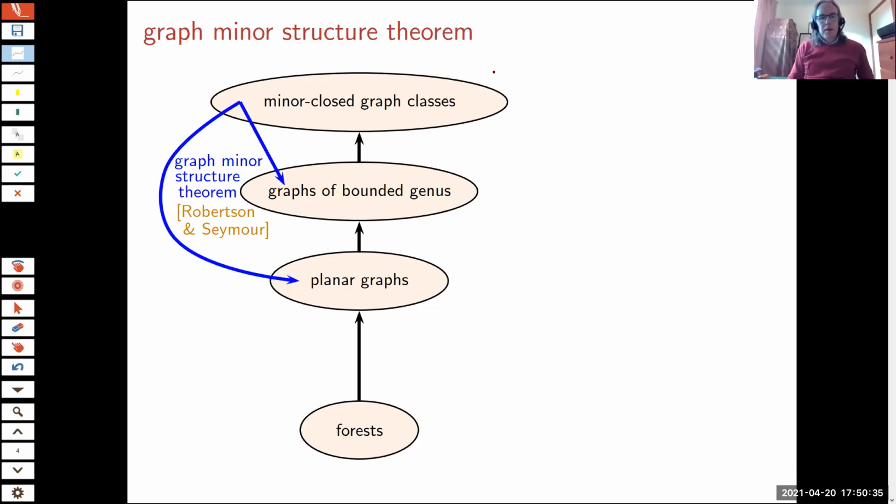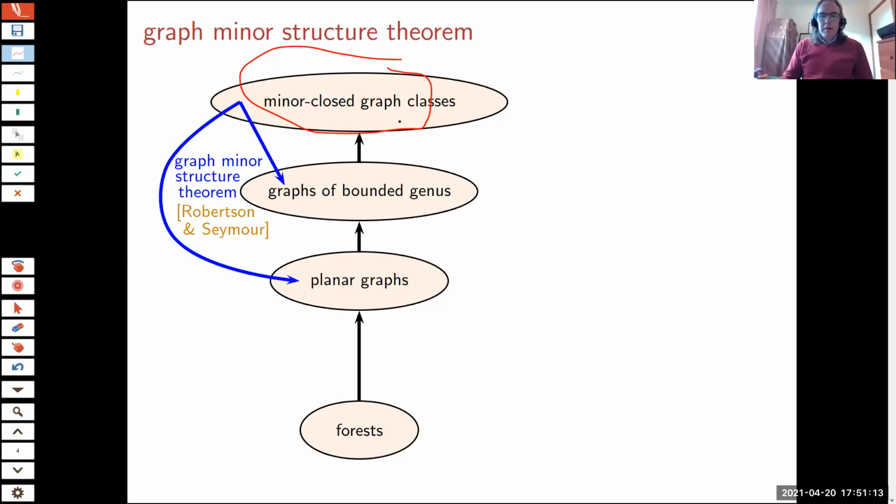And this is an incredibly powerful theorem. What it does is that it describes all the minor closed classes in terms of simpler classes. I'm not going to state it formally, but what Robertson and Seymour do is they have some sort of basic building blocks and then a set of basic operations. And then they show that graphs up here, up in the top, any graph in any minor closed class, can be described in terms of these basic building blocks and these basic operations.